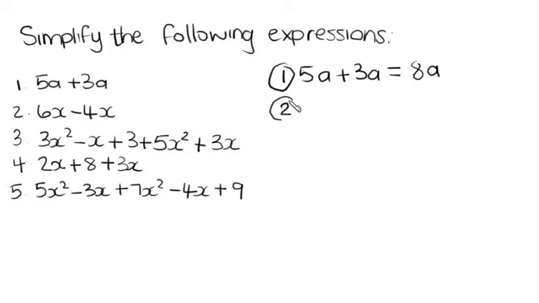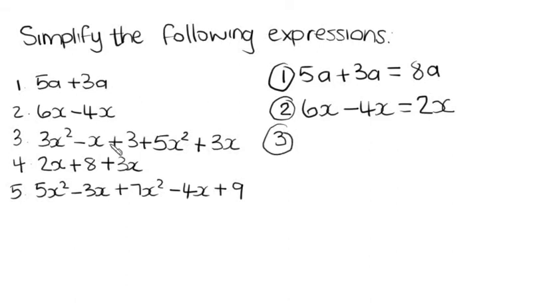Question 2. I have 6x minus 4x. Okay, variables the same, exponents are the same, so therefore I can subtract my coefficients from one another. So 6 minus 4 gives me 2. My variable is x, so therefore 2x. Now let's look at number 3.